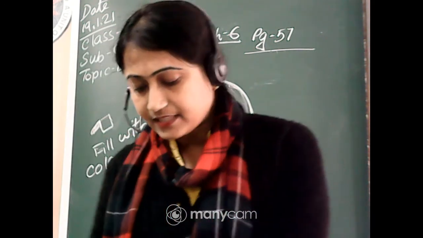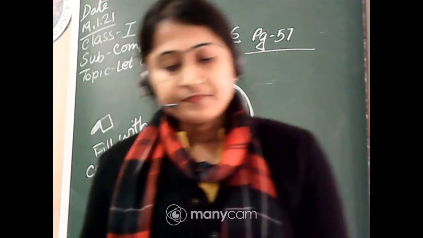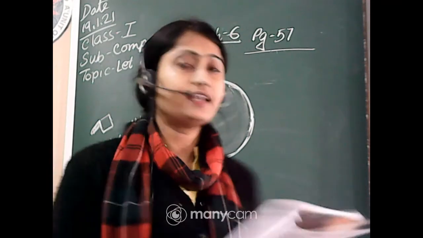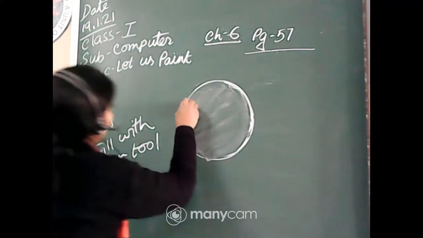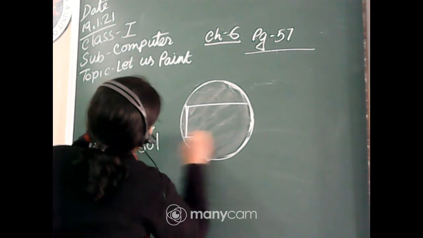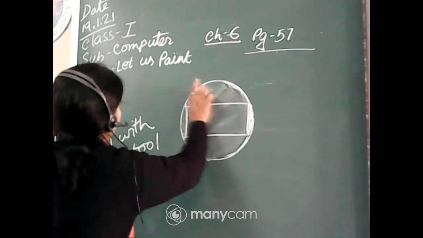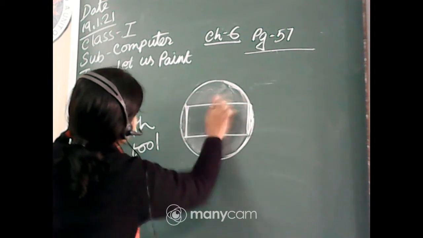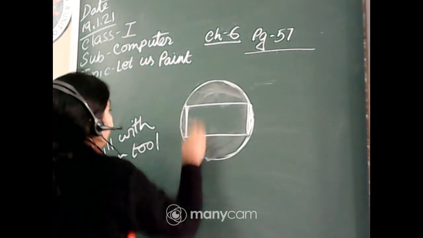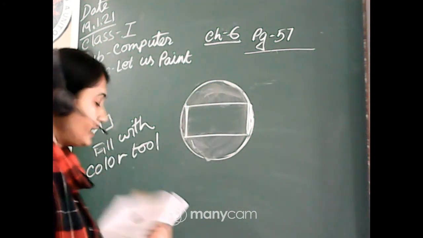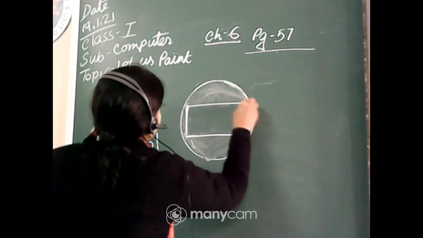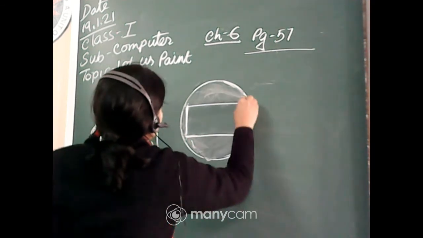From the Colors group, select the color you want and then click the left mouse button inside. If you want to draw a rectangle inside, you can draw a rectangle also. And if you want to color this one green, you can do that also. It can be red, or if you want it green in color, you can make it green.